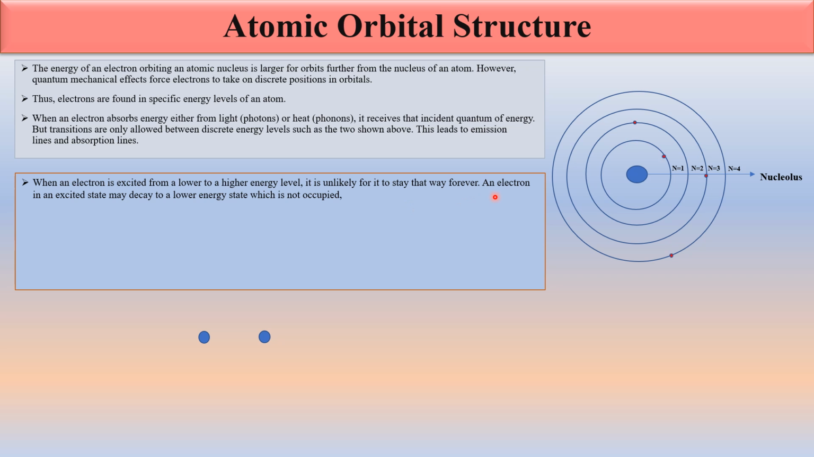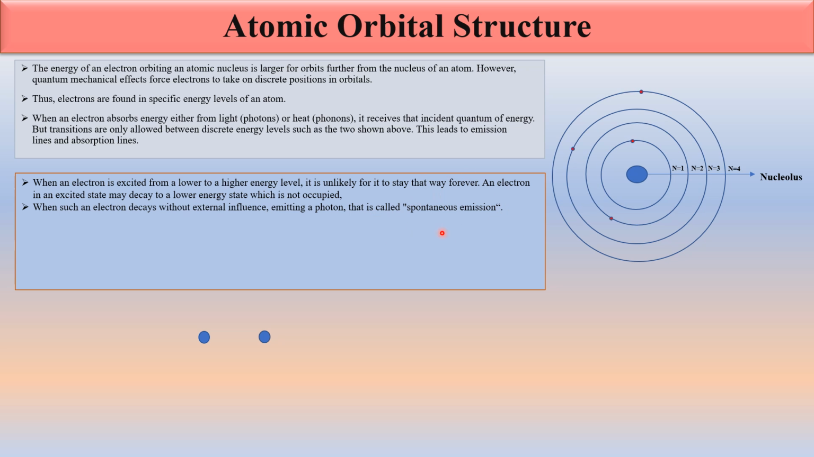An electron in an excited state may decay to a lower energy state which is not occupied. It means whenever the electron moves from the ground state to a higher energy state, then when it moves back to the lower energy level, it takes a place that is not occupied, meaning free space. When an electron decays without external influence, emitting a photon, that is called spontaneous emission. It means whenever the electron absorbs energy, it moves to the higher energy level and automatically comes back to the lower energy level from the higher one. This process is called spontaneous emission.